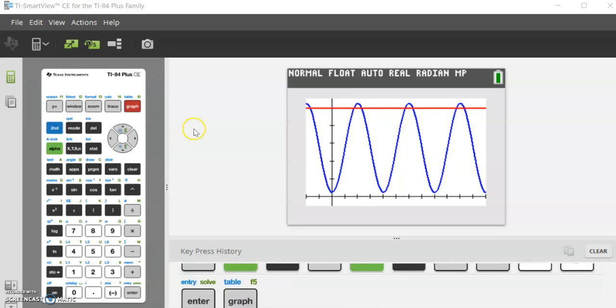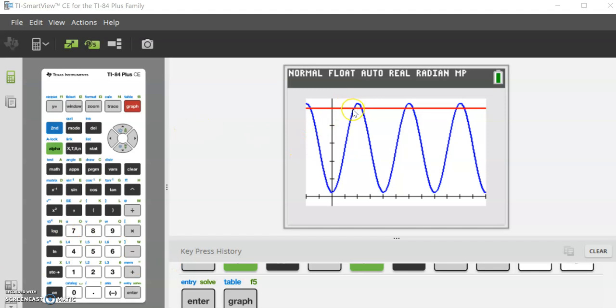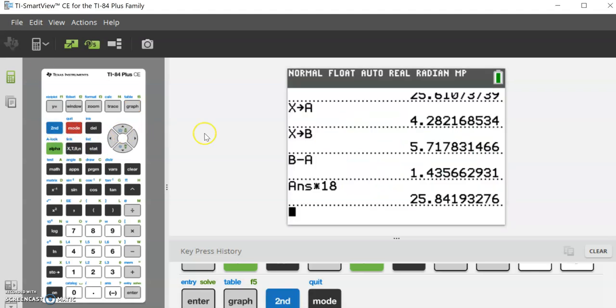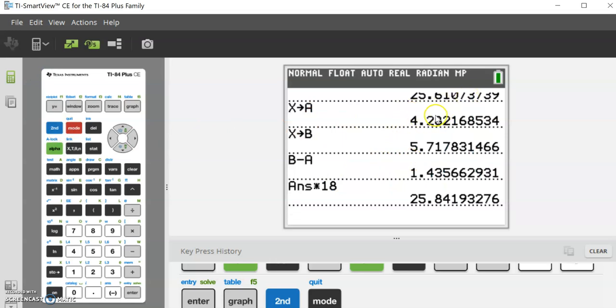All right, so I went ahead and calculated the intersection point for the first time that it rises above 100, and then the next one, and then I subtracted them. If I go to the home screen, you can see the first intersection point, which I stored in A. Then I stored the second intersection point in B, and then I calculated the difference between them to get the total time in one cycle that I was above.